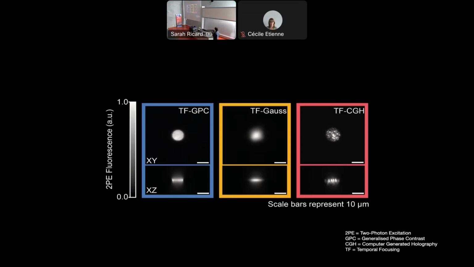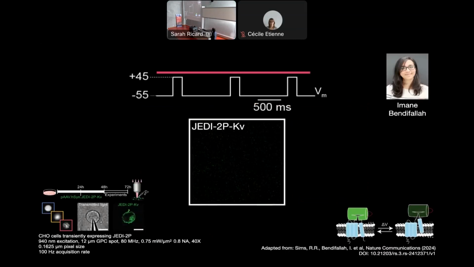This is what the spots look like. So you can see that there are some differences between the approaches. The biggest difference is that with computer-generated holography, because of some of the nuances in how we generate the phase masks to generate the spots, we get speckle. Whereas with generalized phase contrast and Gaussian beams, the intensity profiles are very smooth. Those are nuances, but they actually affect the performance, which I'll get into later.